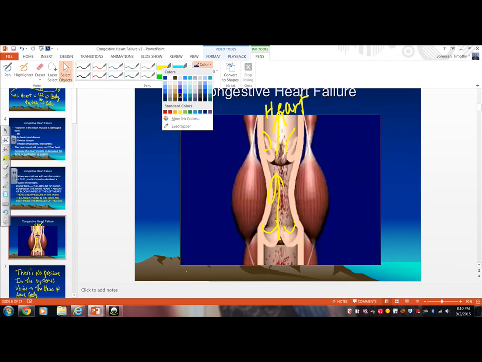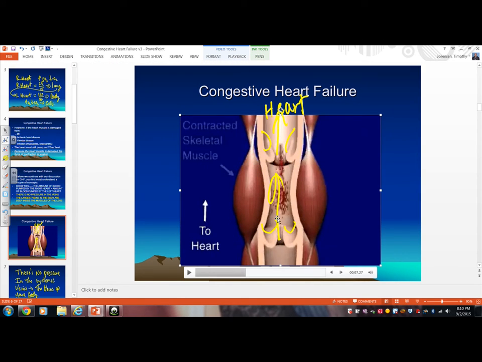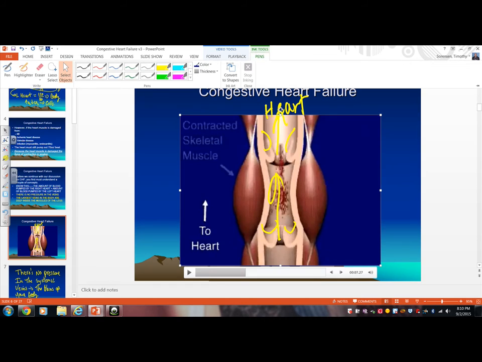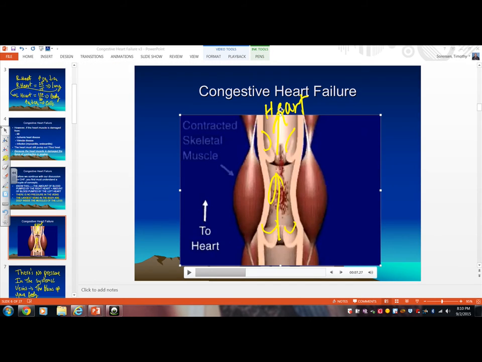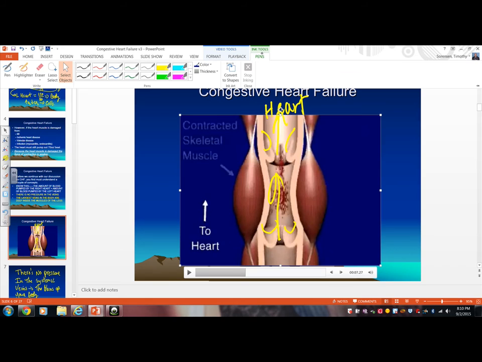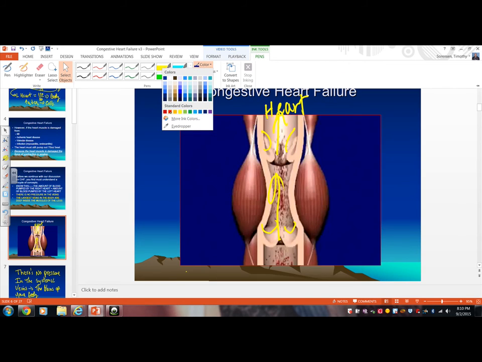If you form a clot in a vein, hang on, watch. I'm going to try and make this work.